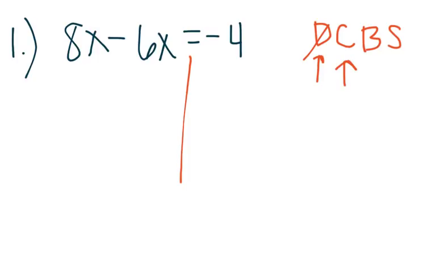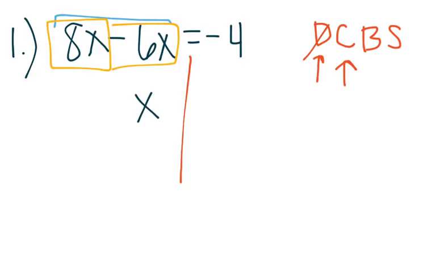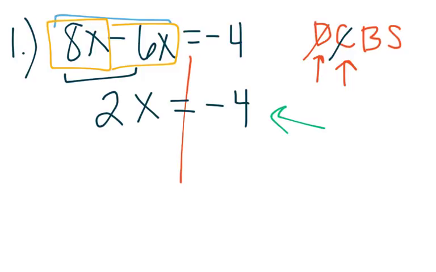So let's look on the left side. I have 8x minus 6x. It turns out that those are like terms, so I'm going to put a box around each term. 8x minus 6x. Now my term is going to be something x. It's going to be 8 minus 6, which is 2x, equals negative 4. So now we've combined like terms on either side. Negative 4 on the right doesn't have anything to combine with it, so it just stays the same.